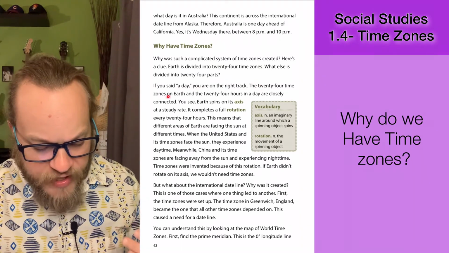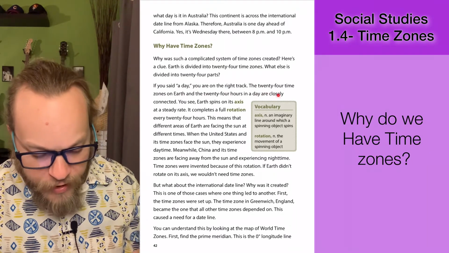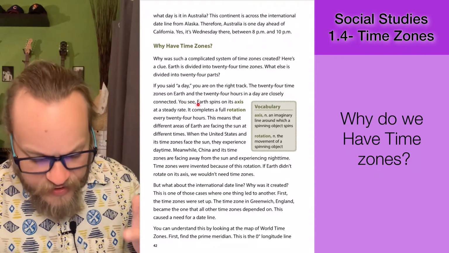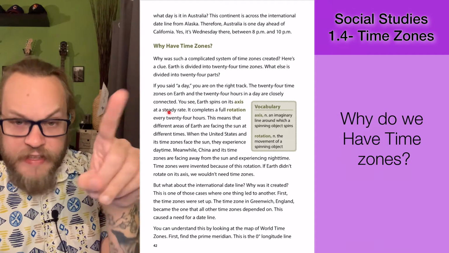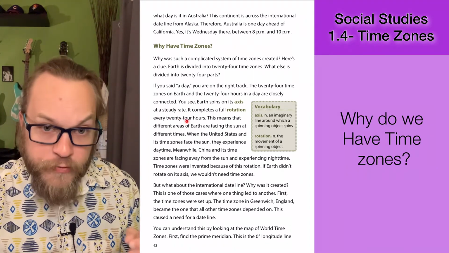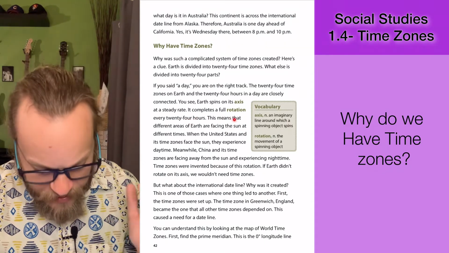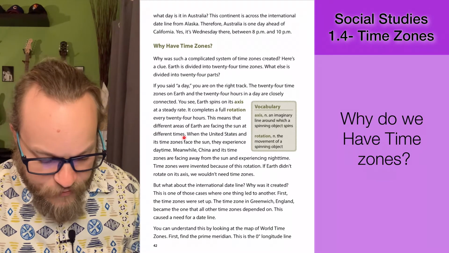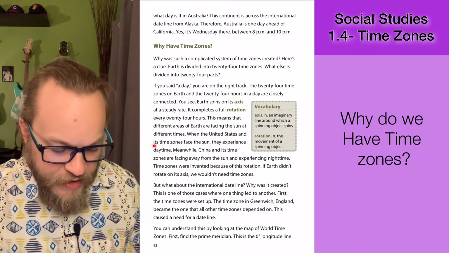The 24 time zones on Earth and the 24 hours in a day are very closely connected. You see, Earth spins on its axis at a very steady rate. It completes a full rotation every 24 hours and a few minutes. This means that different areas of Earth are facing the sun at different times. When the U.S.